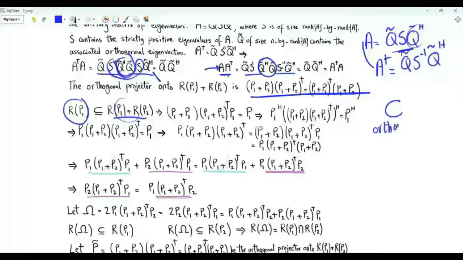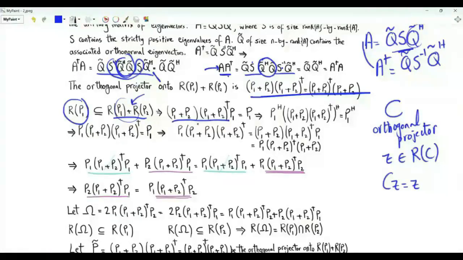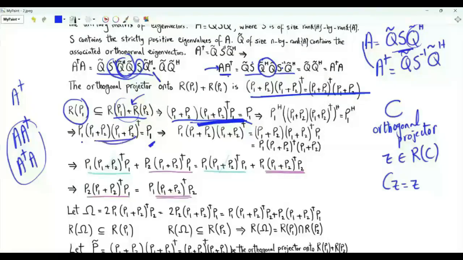If matrix C is an orthogonal projection matrix and vector Z is in the range of C, then CZ is equal to Z. So this orthogonal projector, when multiplied by matrix P1, the result is P1. Take the Hermitian of both sides. Orthogonal projectors are Hermitian matrices. If A dagger is the Moore-Penrose pseudo-inverse of A, then by definition, A dagger and A dagger A are Hermitian matrices. So when we take the Hermitian of both sides, we get P1 multiplied by the projection matrix.